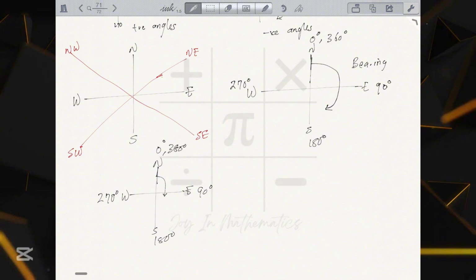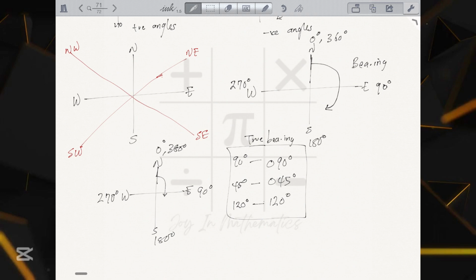Now, bearings are measured in 3-digit numbers. So we can see a bearing of, let's say, 090. This is a bearing of 90 degrees. These are true bearings. We can also write the true bearing of 45 degrees as 045 degrees, and of 120 degrees as 120 degrees. These are called true bearings.